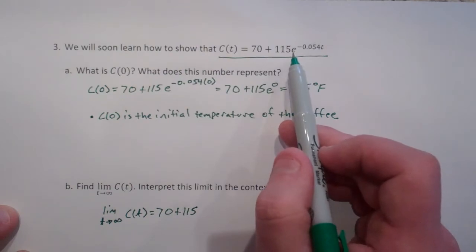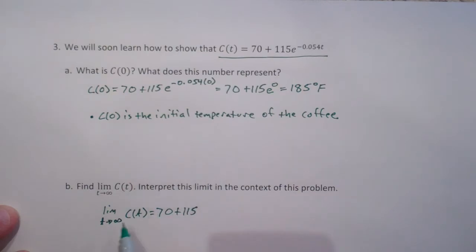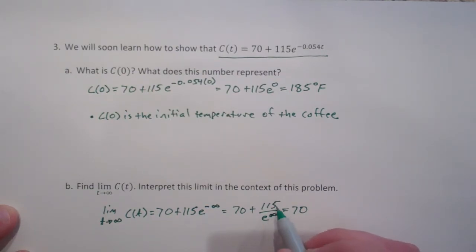Now, if I look at the exponent of e, I have negative 0.054 times a very, very large positive number. So that's going to be a very negative number. I'll just write negative infinity here. And then we have 70 plus 115 over e to the infinite power, if we work with our negative exponents here. That's going to be equal to 70. 115 over a really big number, since e to the infinite power is a super big number, is 0 or approaches 0, and we're left with 70.